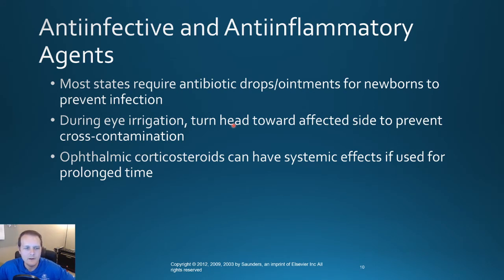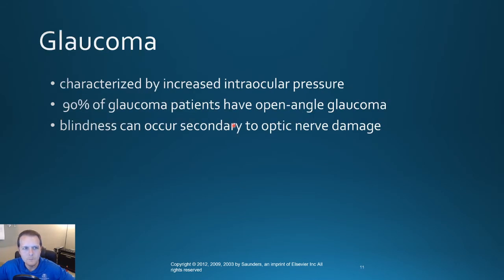And then you're going to see our ophthalmic corticosteroids. We've mentioned steroids before and some of the systemic effects they can have. They actually find that ophthalmically administered ones can have systemic effects as well, things like hyperglycemia, fluid retention, etc. So, as we mentioned, glaucoma is typically characterized by intraocular pressures that are increased above normal.